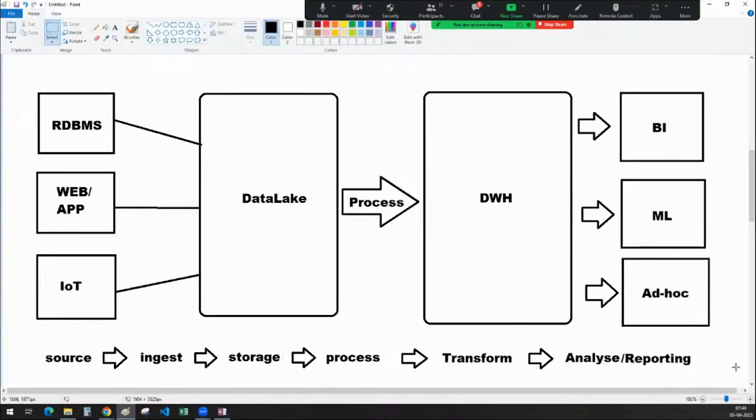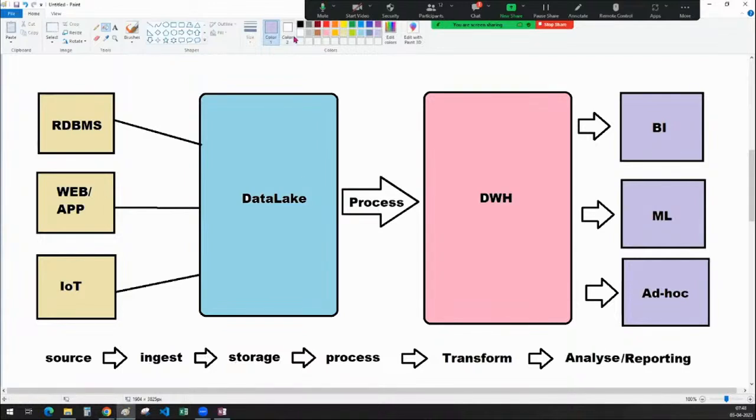Okay, this is a typical architecture. You have data sources, and you are ingesting into the data lake, and from the data lake to the data warehouse. Finally, you will have different requests based on this. So in a data life cycle, these are the processes that you come up with, guys.